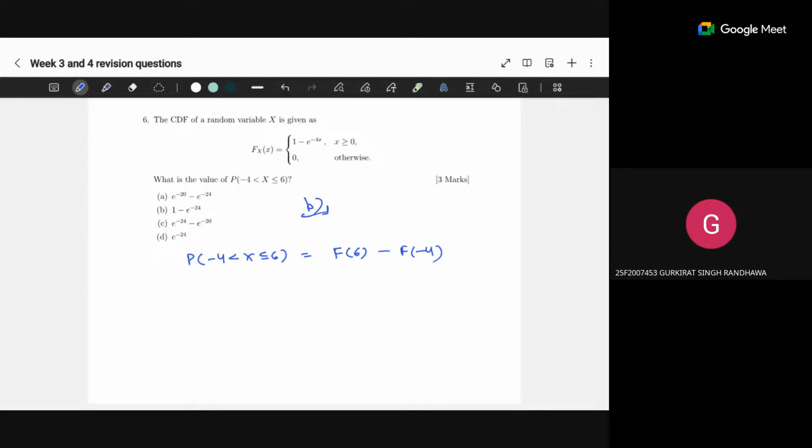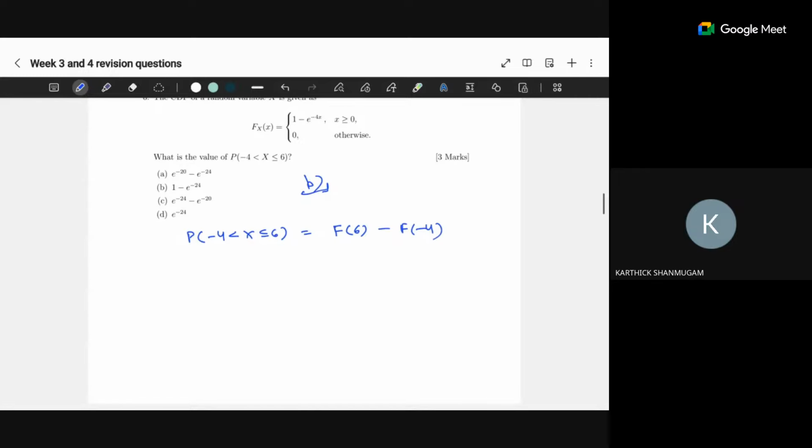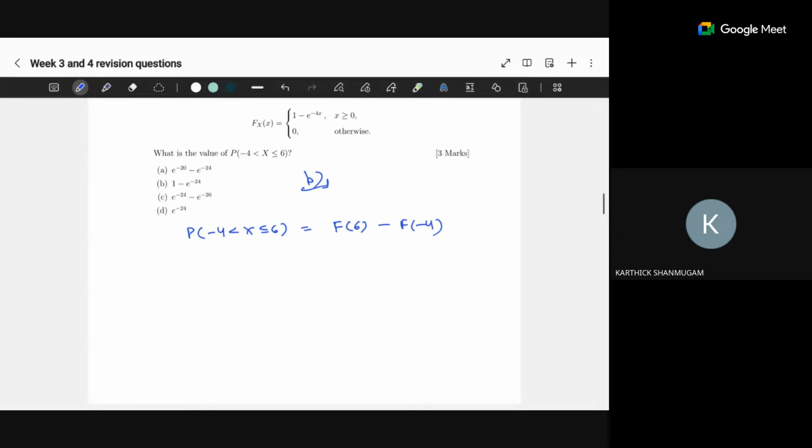Okay. Now, F of x is given to be 1 minus e raised to the power minus 4x, correct? So what is my F of 6? 1 minus e raised to the power minus 4 into 6.